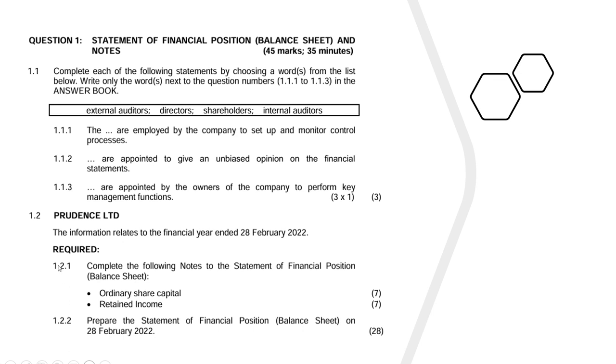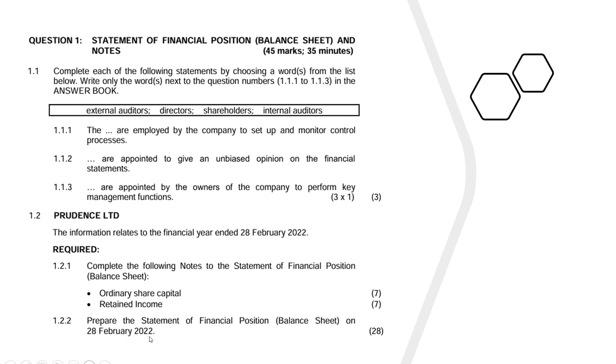Then for 1.2, you should expect that you will be provided the details of the company. Obviously, you will be told what the year end of the company is, and then you'll be required to complete the note to the statement of financial position, previously known as the balance sheet. In the past exam, the candidates were required to look at the ordinary share capital as well as the retained earnings. In preparation for your exam, make sure that you understand what the note for ordinary share capital looks like, as well as the retained income.